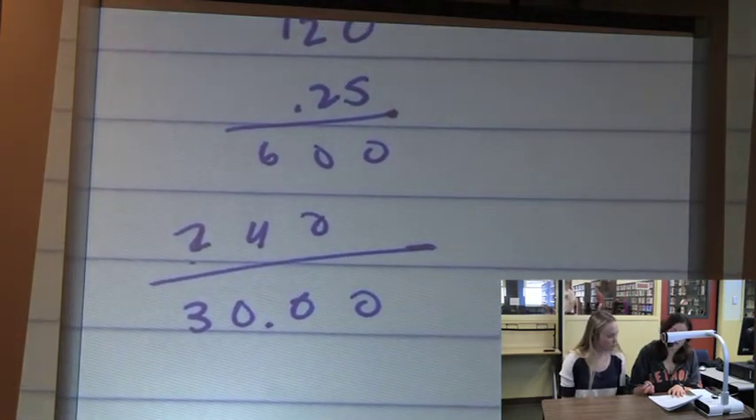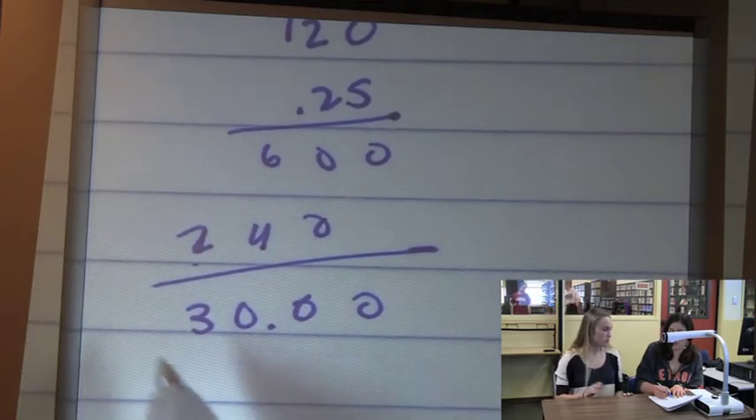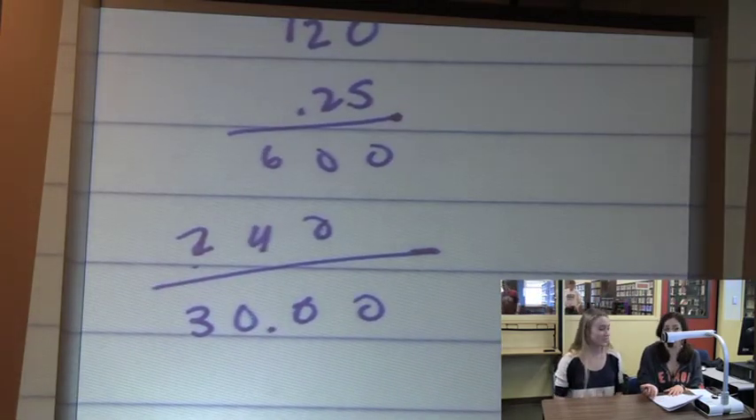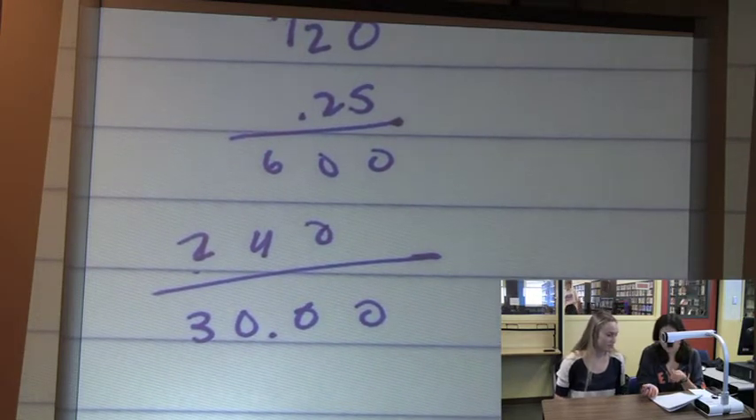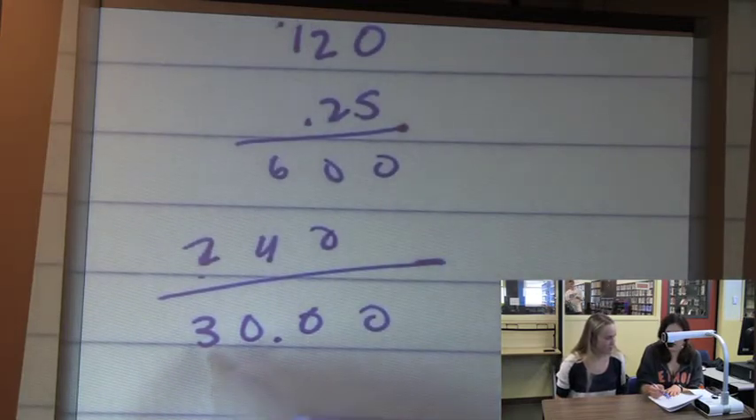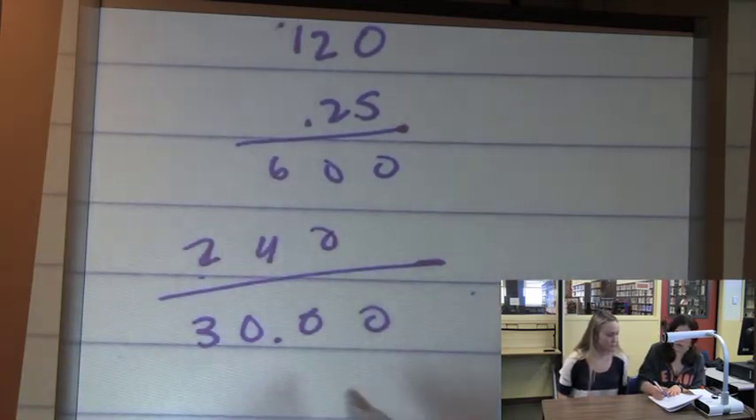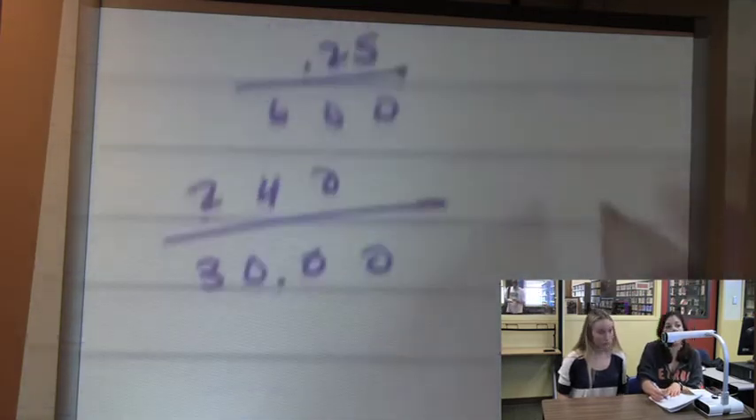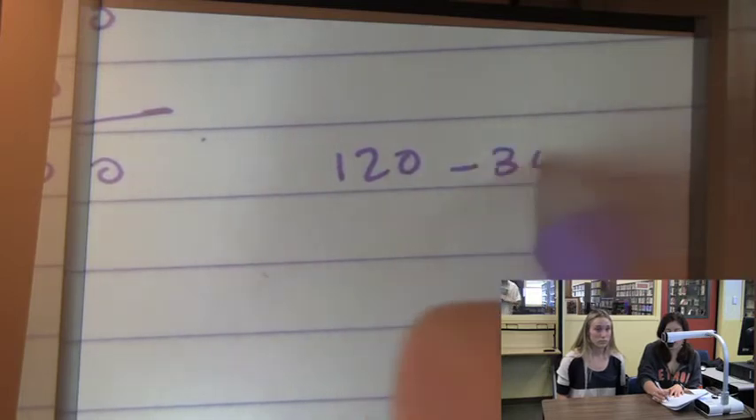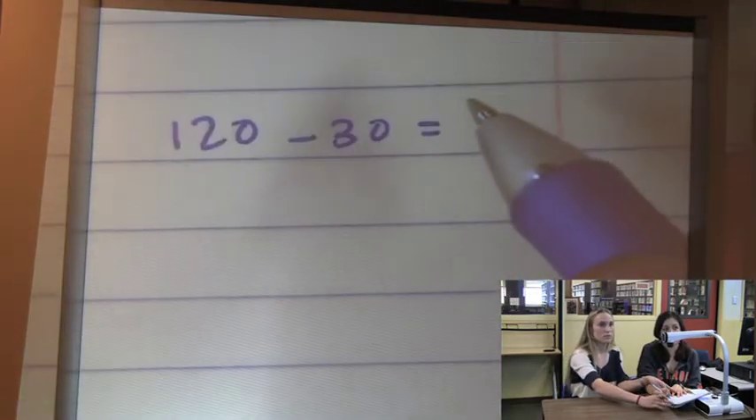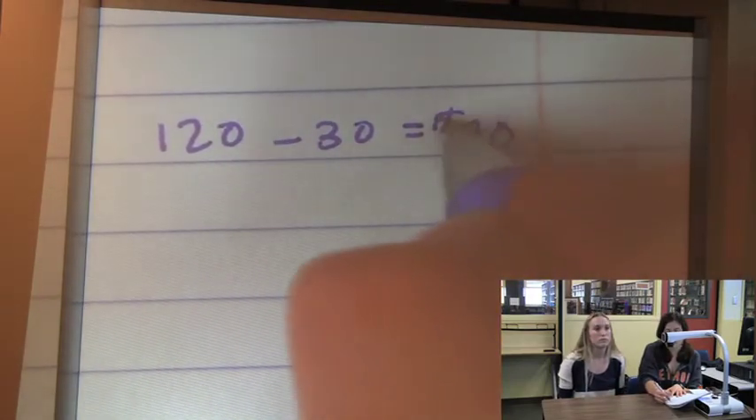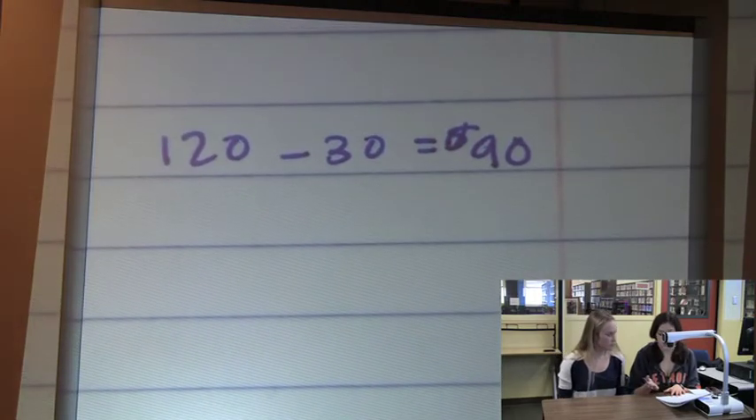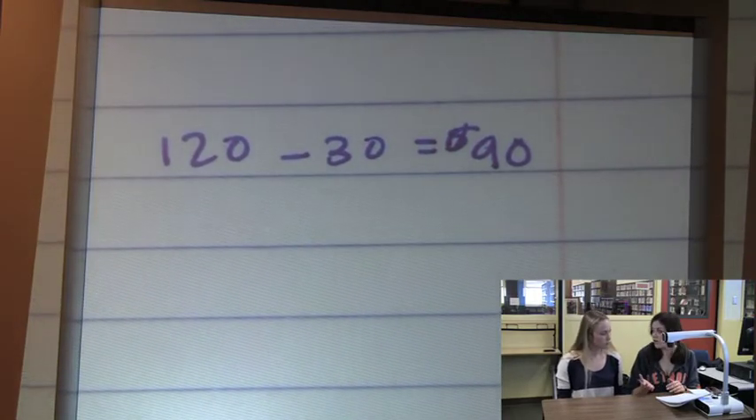So that's the 25%. That's the change, so that's what you take off from the 120. So you do 120 minus 30 to get $90 as how much the camera is on sale for.